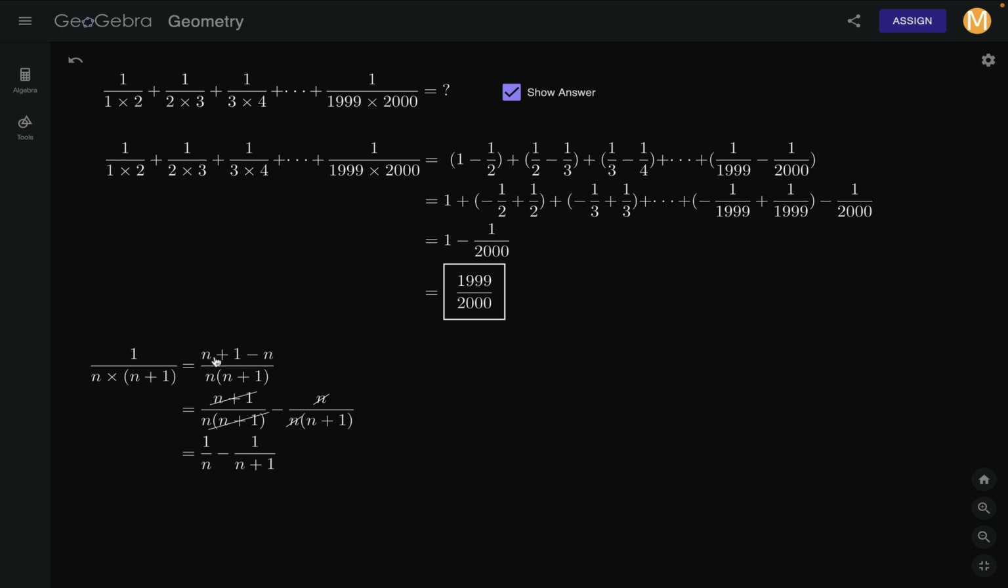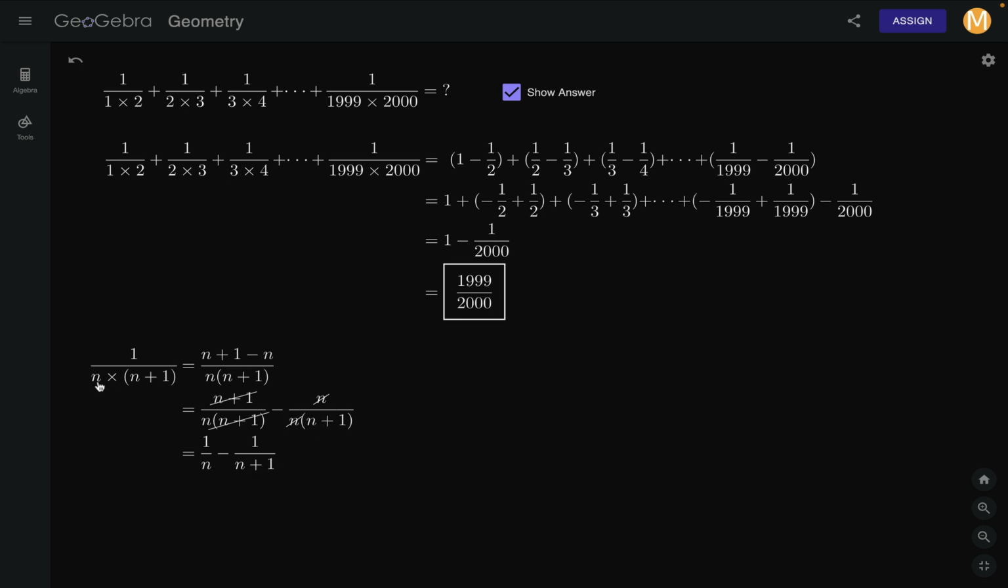And according to associative property of addition and subtraction, we can regroup it. N plus 1 and divide it to denominator, n plus 1 divided on n multiply n plus 1. N plus 1 cancels out with n plus 1, and here minus n on n multiply n plus 1, n cancels out with n, and the remaining is 1 over n and minus 1 over n plus 1.